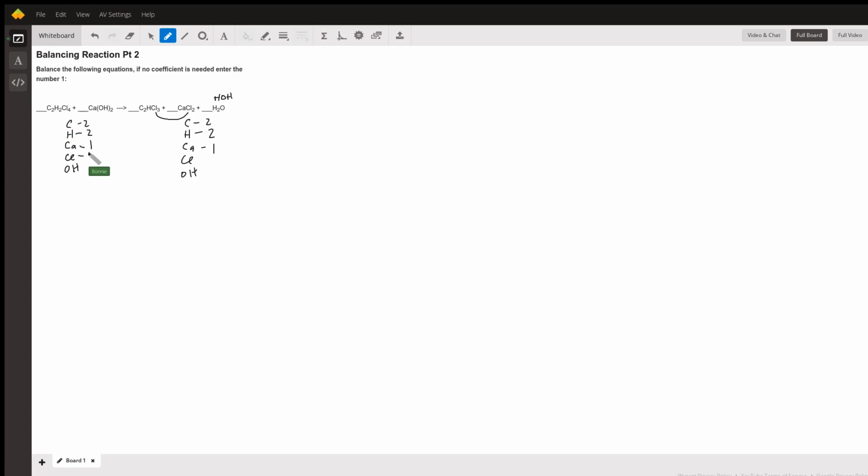Chlorine is where it gets a little funky. I have 4 here, and I have 5 on this side. 3 and 2 is 5. And then the OH's, I have 2, and OH here I have 1. So then what I know is that this chlorine is going to be the trickiest, right? But I also have to think that it's in 2 places on this side.